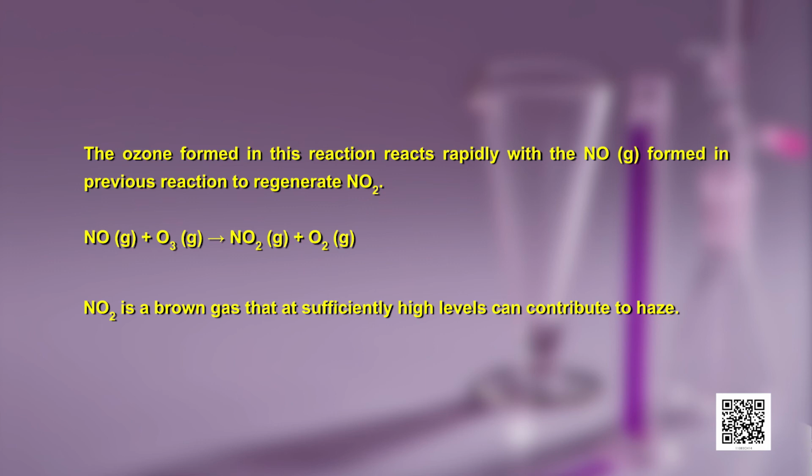NO2 is a brown gas that at sufficiently high levels can contribute to haze. Ozone is a toxic gas. Both NO2 and O3 are strong oxidizing agents. NO2 and O3 can react with the unburnt hydrocarbons in the polluted air to produce chemicals such as formaldehyde, acrolein, and peroxyacetyl nitrate called as PAN.